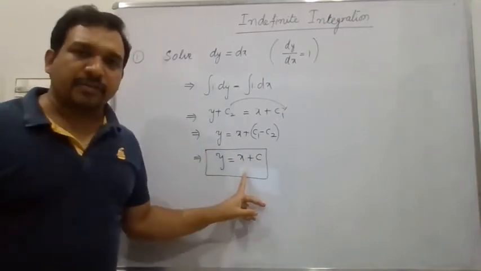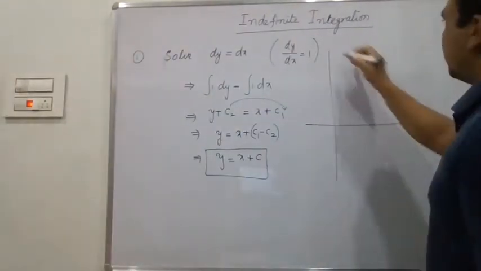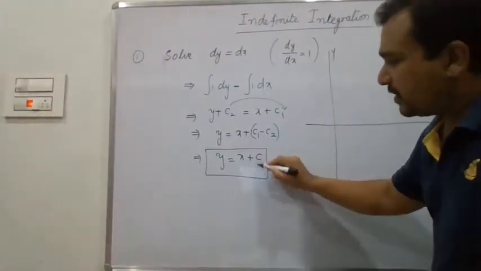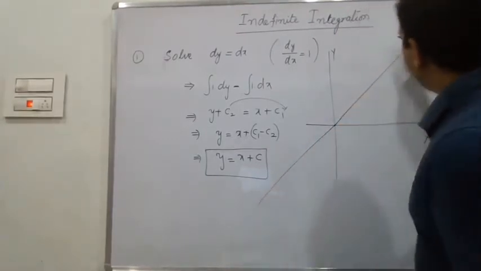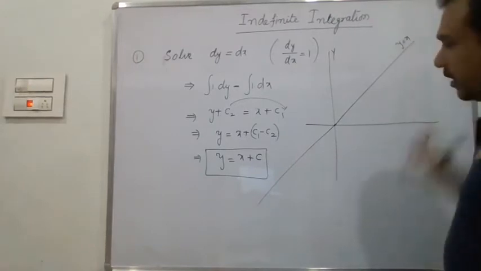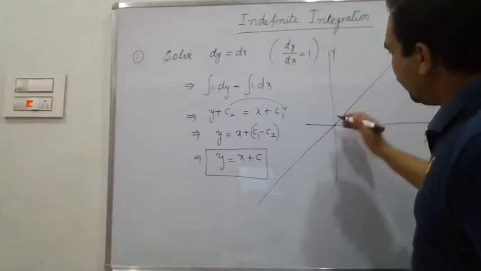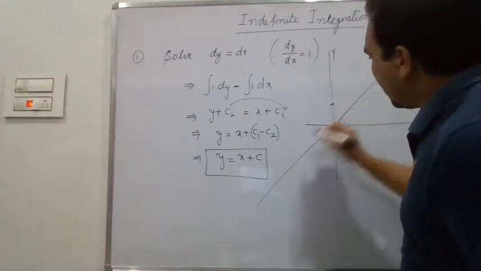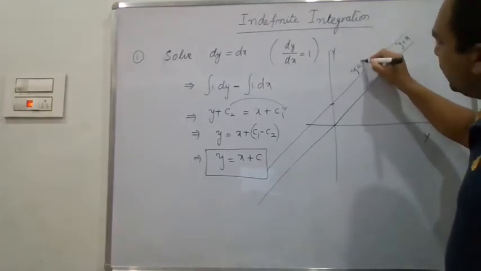We already know the graph of y is equal to x plus c. We'll see the graph: x axis, y axis. If c is 0, then what happens? We'll get the line y is equal to x. If c is equal to 1, then what happens? You'll get the line 1 unit above, but the line must be parallel to y is equal to x. So this line is y is equal to x plus 1.